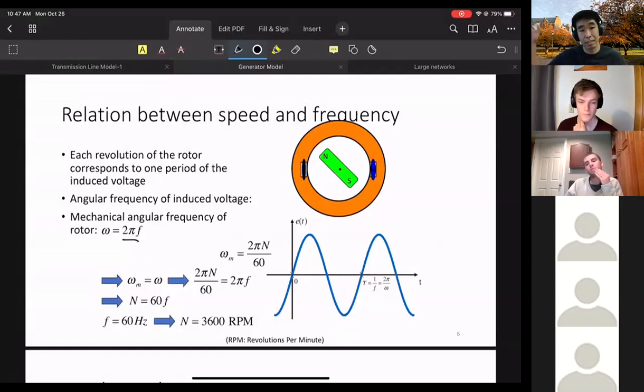These generators are big machines. You're turning this thing at 3600 RPM. Right, this may be too fast mechanically for how fast I can turn this rotor. Okay.